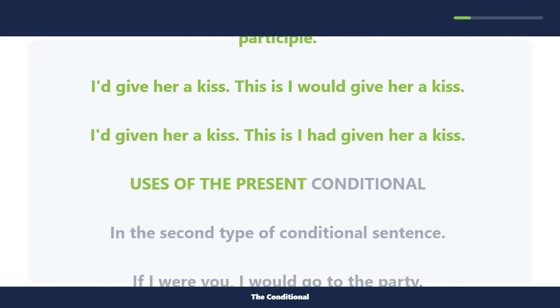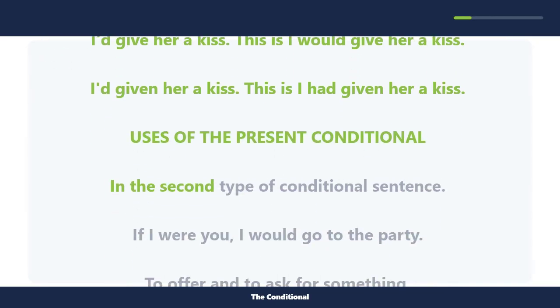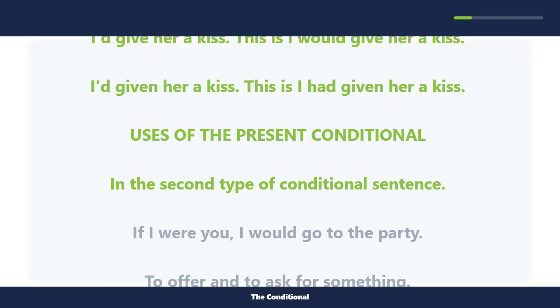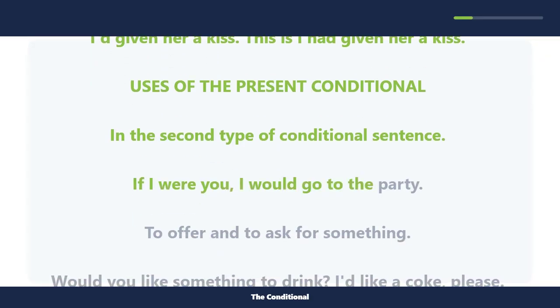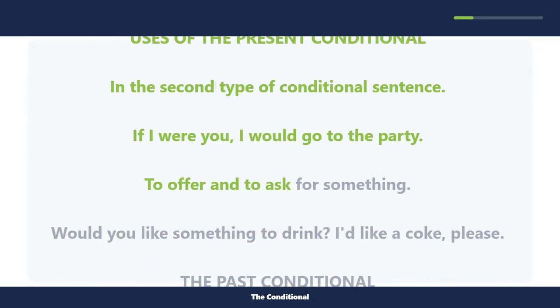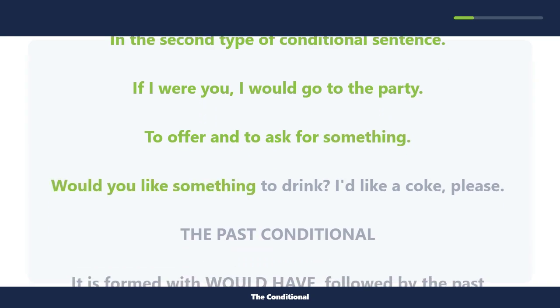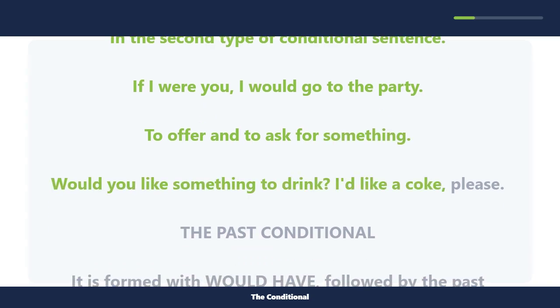Uses of the present conditional. In the second type of conditional sentence: If I were you, I would go to the party. To offer and to ask for something: Would you like something to drink? I'd like a Coke, please.